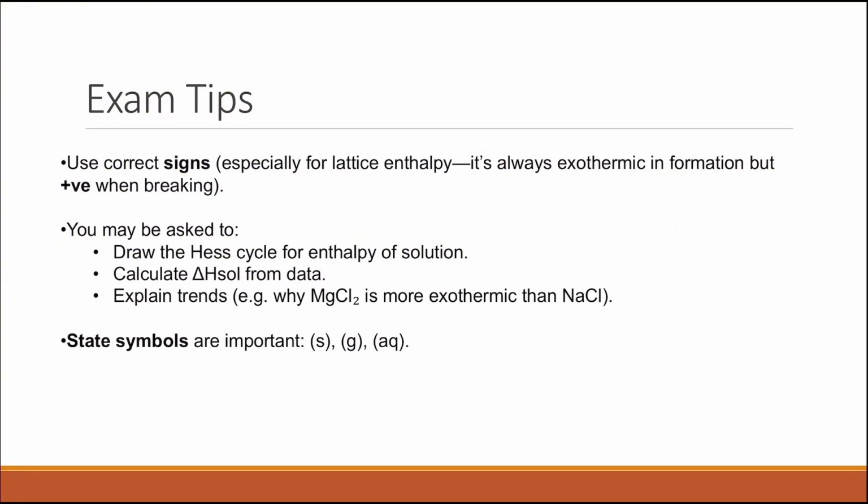Some exam tips for this: please use the correct sign, especially for the lattice enthalpy. Lattice enthalpy of formation is always exothermic, but it's positive when we are talking about breaking or dissociation. So take note of which one, and when you construct the Hess cycle, just put the arrow in the direction of formation or dissociation based on what they provide you with in the exam to determine the two routes.